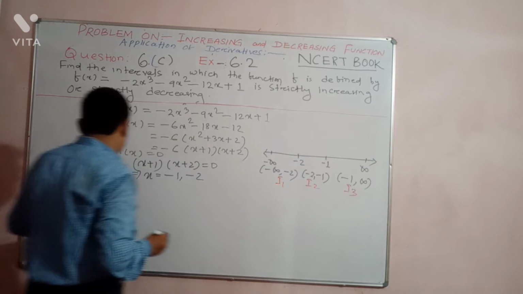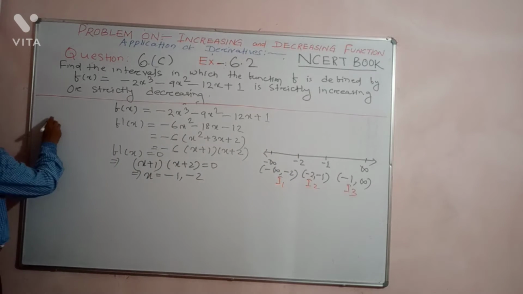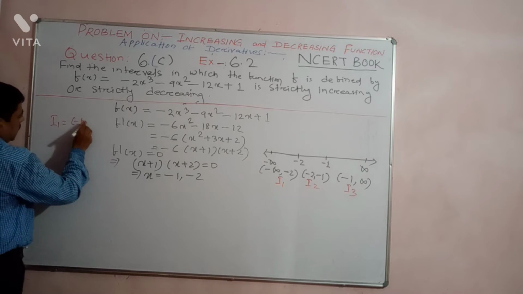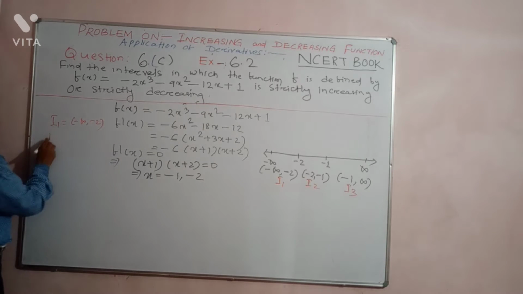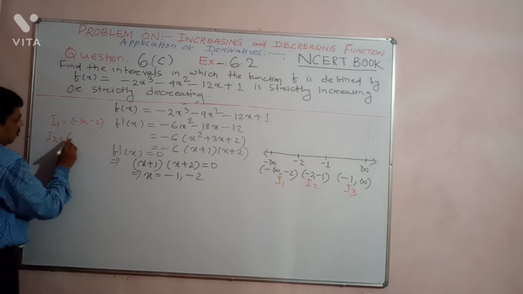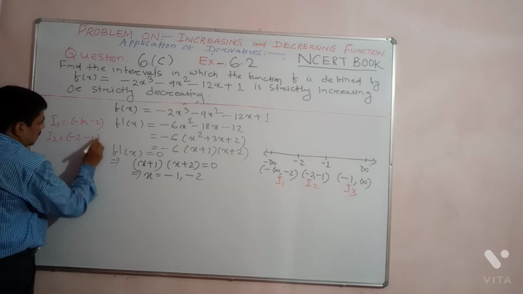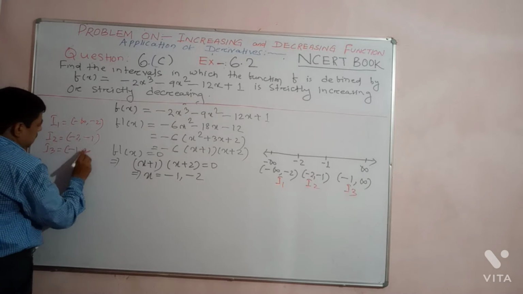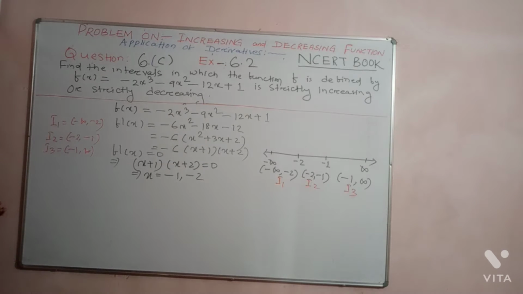Okay, so here we get I1, the first interval, which is (-∞, -2), and the second interval I2 is (-2, -1), understand, and the third interval is (-1, ∞). Let's see in which interval the function is strictly increasing or strictly decreasing.